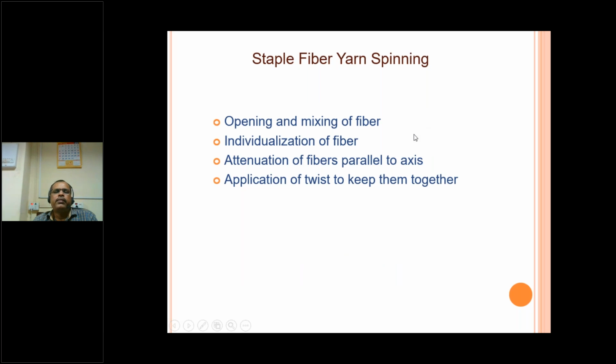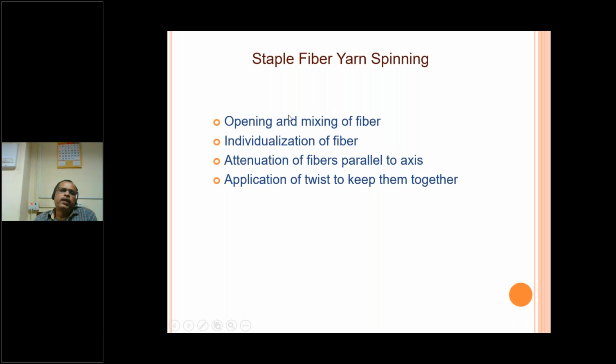Then these are the man-made fiber production processes. I discussed melt spinning and wet spinning, and here how the staple fiber will be converted into yarn. That is staple fiber yarn spinning. There are different processes: opening and mixing of fiber, individualization of fiber, attenuation of fibers parallel to the axis, and application of twist to keep them together.